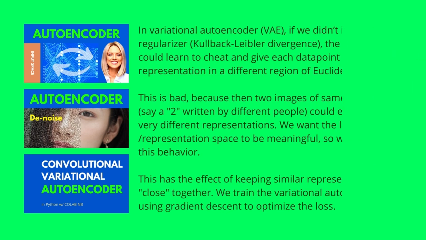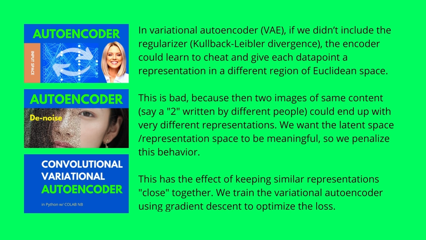Again, if we did not include the regularizer, the KL-Div, in our loss function, the encoder would learn to cheat and give each data point of our input space a representation in a different region of the Euclidean space. Because simply the neural network has so much space available, it doesn't need to encode highly efficiently. It just puts the data in all the different corners of this huge infinite space. And of course this is bad.